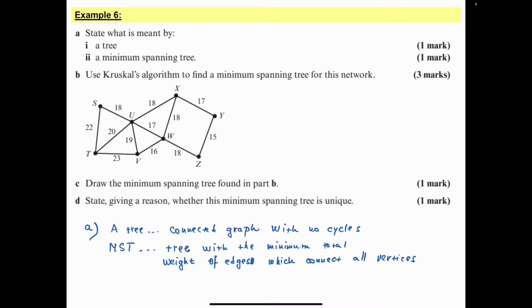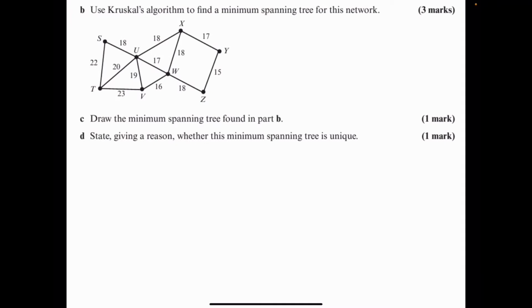So B, C, and D I will do on the next slide. So I have the B case here. We need to find the minimum spanning tree and we need to draw it. So here I'm going to write the edges in order. I have the shortest one, by inspection: YZ, that is 15. Then the next one is 16, VW. Then the next one is 17, XY.